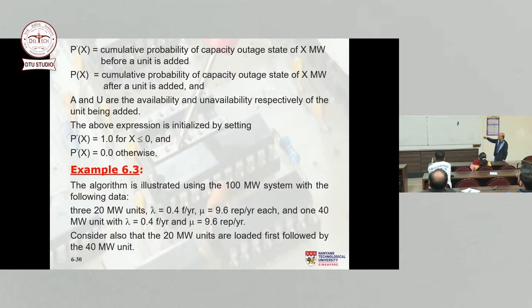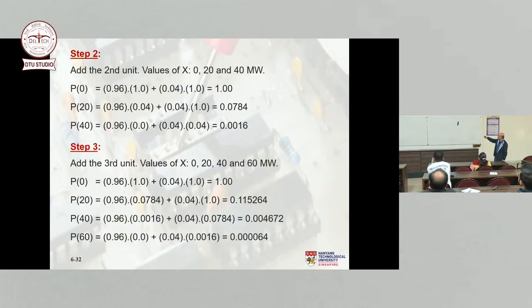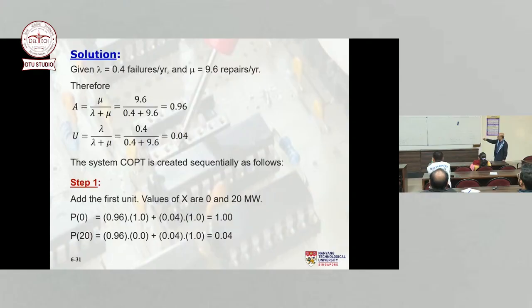When this is 0, then P prime is 1. Clear? So this becomes 1. Then 40: availability of the generator times P prime of 40. P prime of 40, go back to the previous step. I don't have a state 40. So therefore, I must go back to the initial condition.